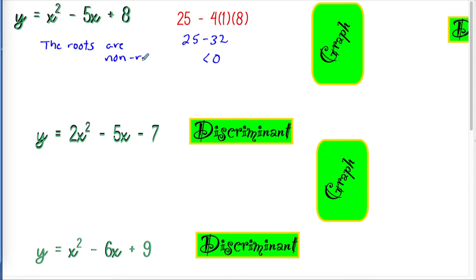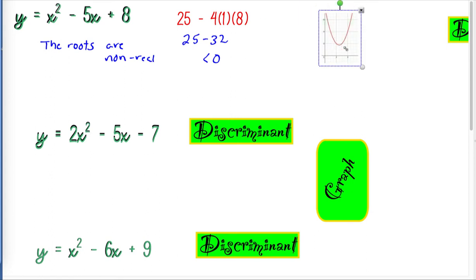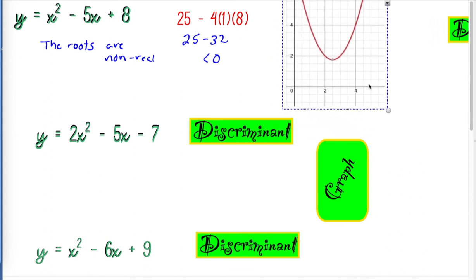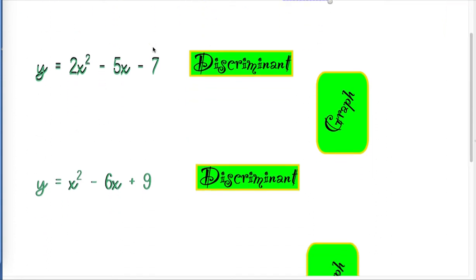non-real. So when I do go to graph it, as I have over here, there, that's what it looks like. See, it doesn't cross the x-axis at all. All right, going down to the next one.